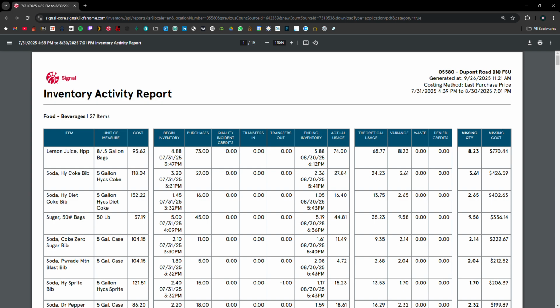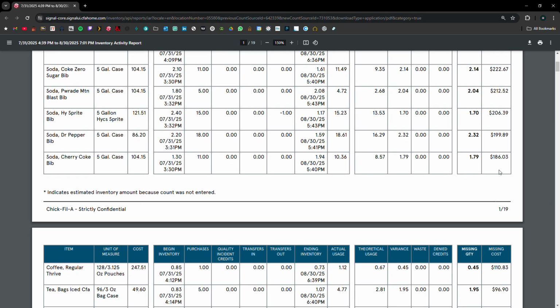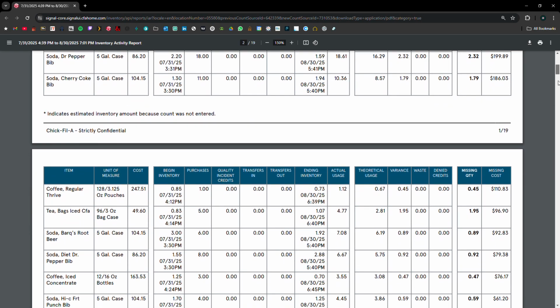So now you have this missing cost, this $770. This is just taking the item cost from over here and multiplying it times what is missing. So this is how you figure out where a lot of our waste is going in the restaurant. And they actually order it by category, but then they also order it from the most expensive to the least expensive. So if I scroll down, let me do it this way.